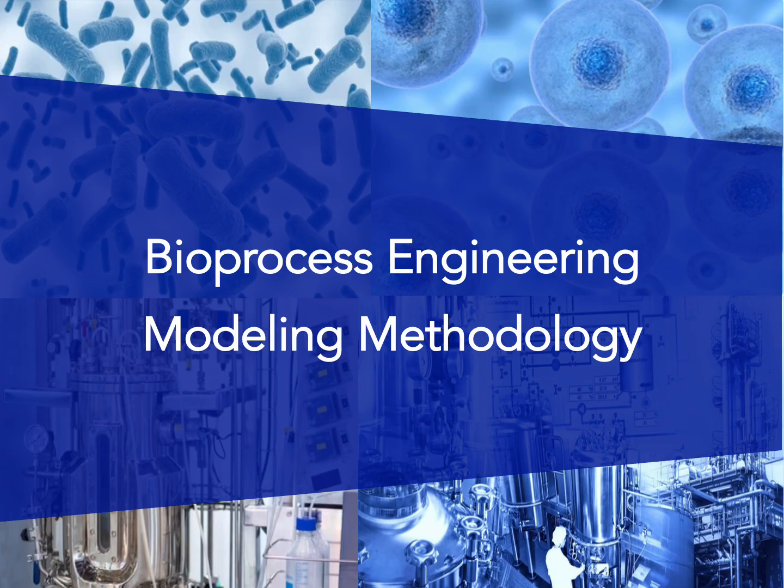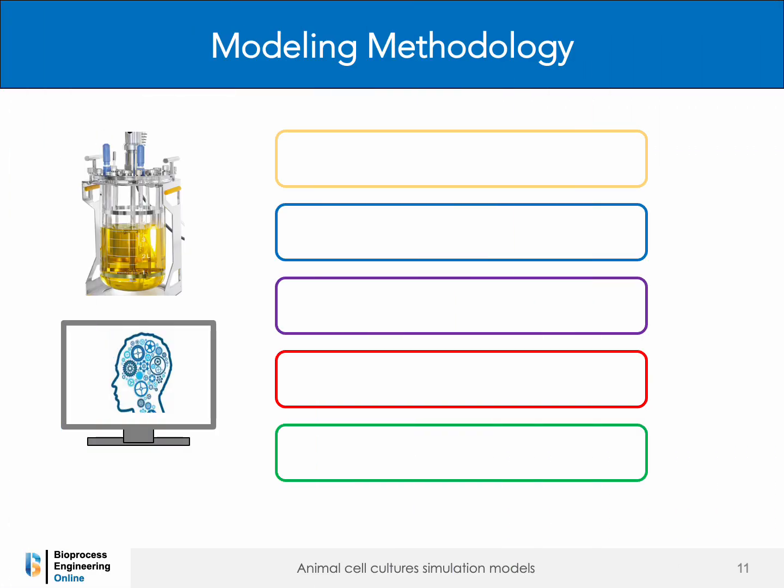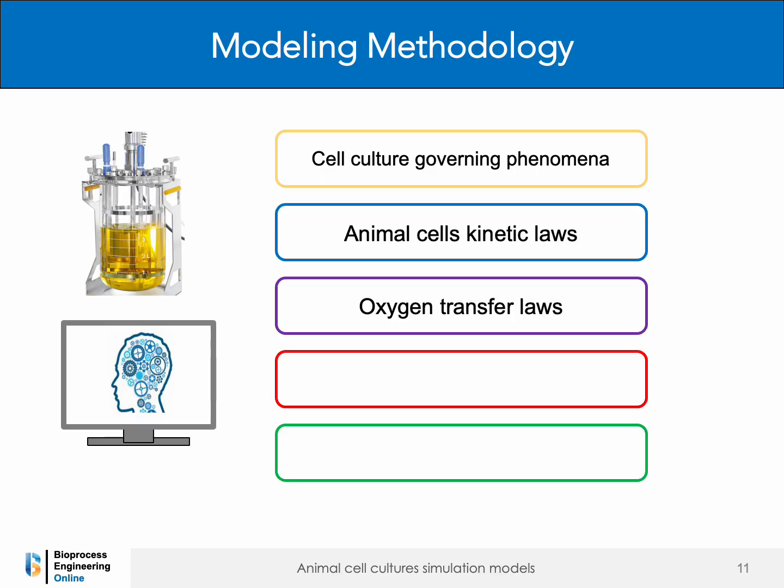Let's begin with a brief overview of the modeling methodology commonly used in bioprocess engineering. The methodology for the modeling of animal cell cultures follows the following steps. Formulate hypotheses regarding the fundamental phenomena governing the process. Select appropriate thermodynamic and kinetic laws to describe these phenomena, particularly those related to animal cells' kinetics and oxygen transfer. Derive the model equations based on mass balance relationships for the key culture components. Solve the resulting system of equations to simulate the culture dynamics.